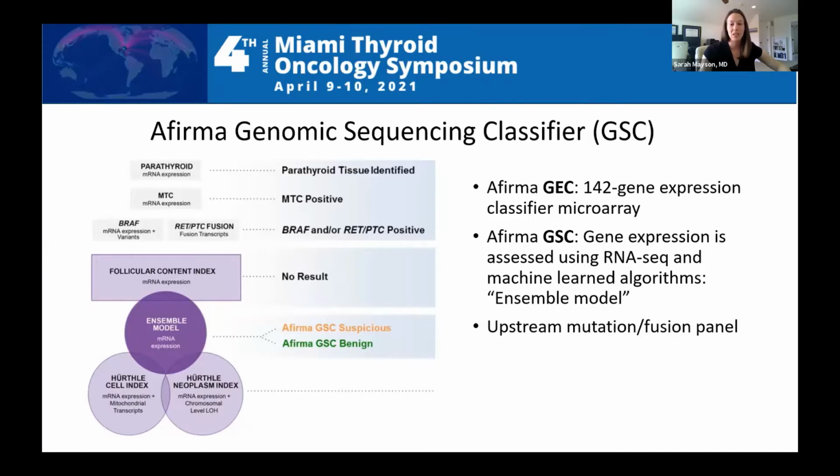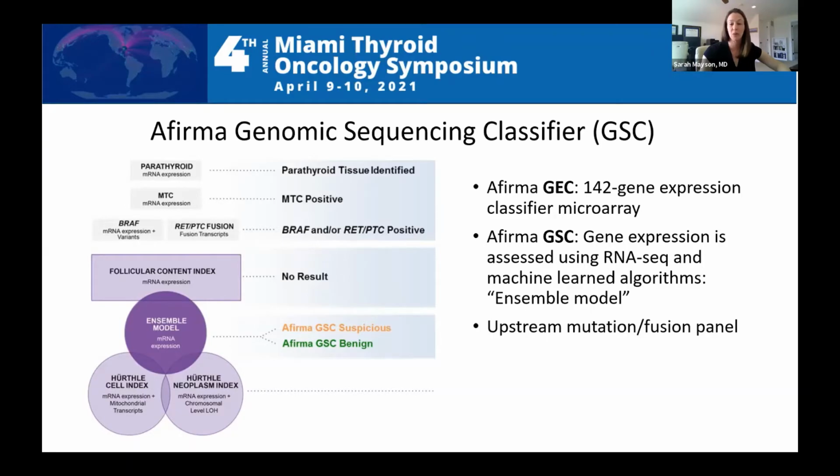The core classifier is called the ensemble model, and this includes a follicular content index, and is actually, again, an ensemble of multiple classifiers, including 2 classifiers that are focused on Hürthle cell nodules in order to improve the test's overall performance. One of the limitations of the GEC test was that there were a high number of false positive tests in the presence of Hürthle cells, not necessarily predicting Hürthle cell neoplasms. And the new classifiers help to better differentiate between true Hürthle cell neoplasms and non-neoplastic Hürthle cell lesions, since Hürthle cells can be seen in truly benign hyperplastic lesions as well.